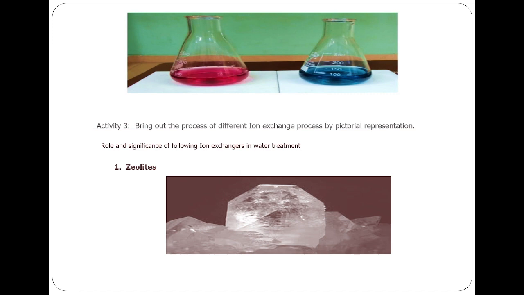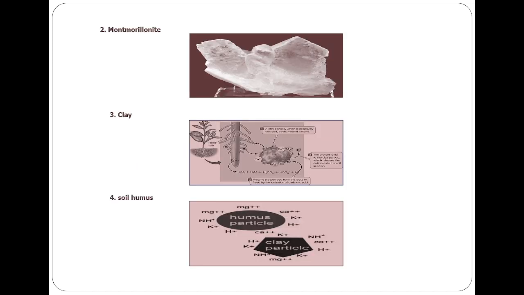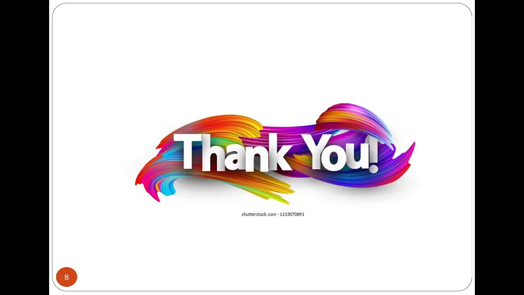Next, the role and significance of the following ion exchangers in water treatment. There are many ion exchangers, which exchange their ions with calcium and magnesium. We are going to discuss four important ion exchangers: zeolites, Marlinite, clay, and soil humus. These are the materials that are very good ion exchangers.